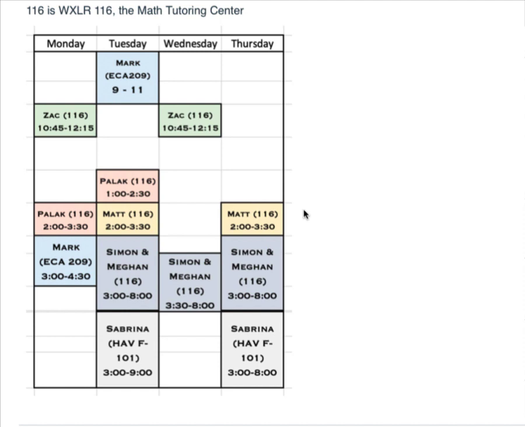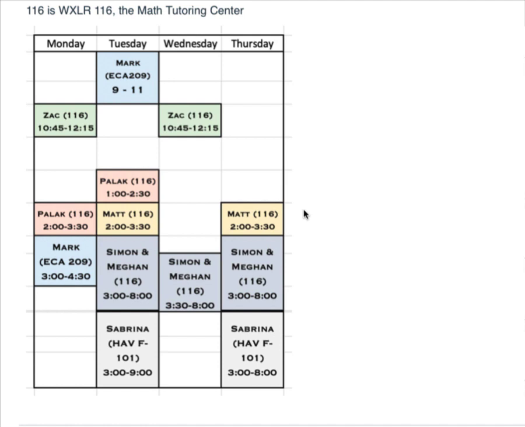And then all these other ones down here, Tuesday through Thursday, Simon, Megan, Sabrina, they're all undergrads who have taken these courses before, and they've tutored before. They've been tutoring all last year in the 116. Anywhere it says 116, that's Wexler 116, the tutoring center. Go out the doors, take a right, and it's over by the snack bar. And then I'm in ECA 209, and Sabrina, late on Tuesdays and Thursdays, is in HAV F101.